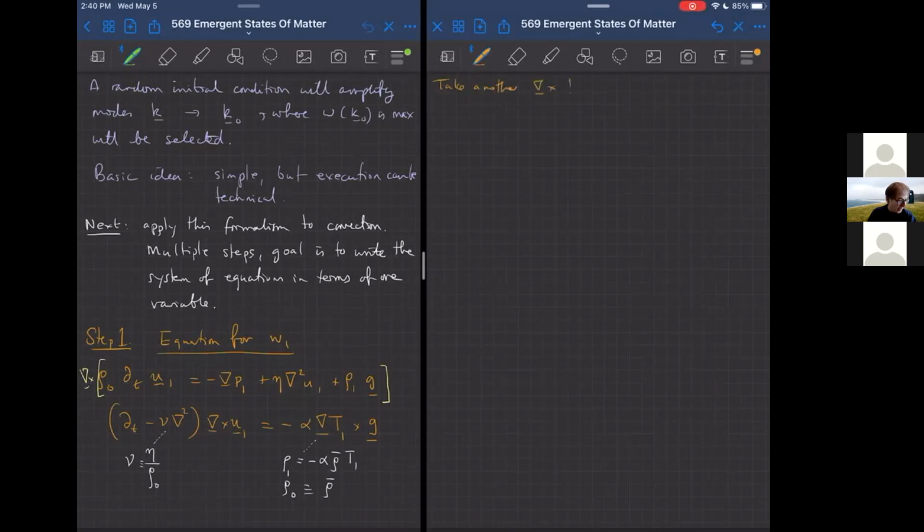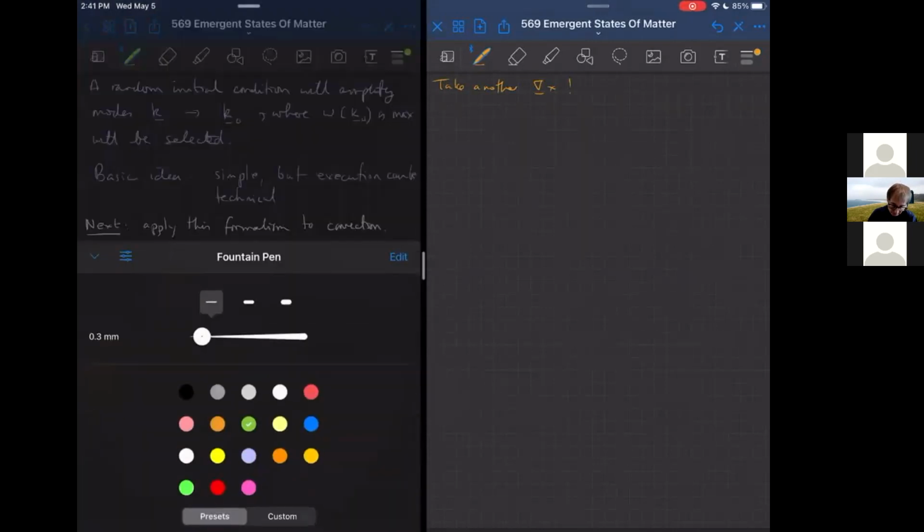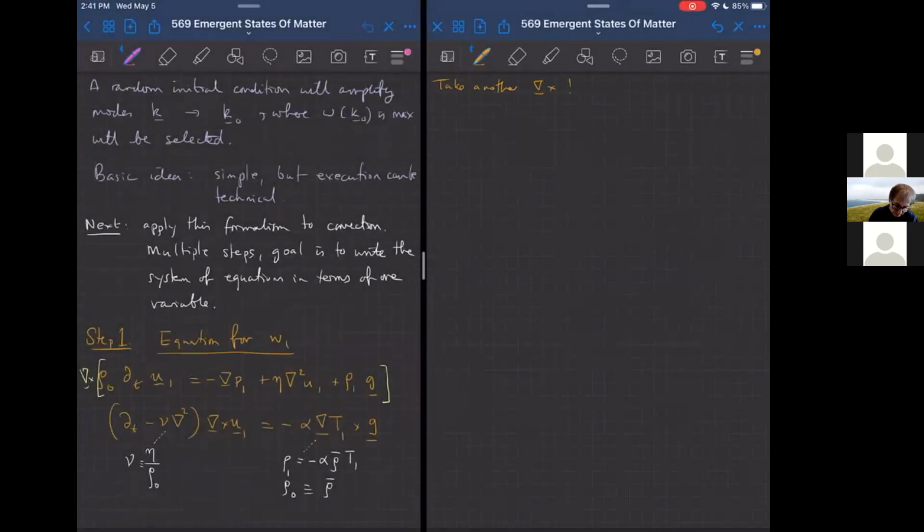So we did this first curl, but why did we do this first curl? Well, what we wanted to do was we knew that if we took a curl, we would get rid of this term over here, because curl of grad is 0. So now we're going to do the same thing. We're going to take another curl. That's going to give us this equation: d by dt minus nu del squared.